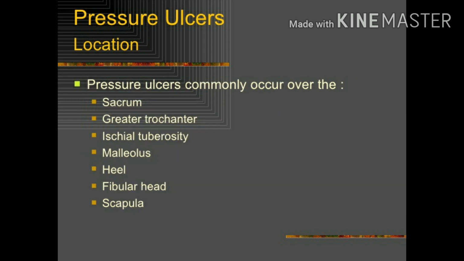Now, what are the most common locations over which the pressure ulcer occurs? Sacrum, greater trochanter, ischial tuberosity, malleolus, lateral as well as medial malleolus, heel, fibular head, and lastly scapula.